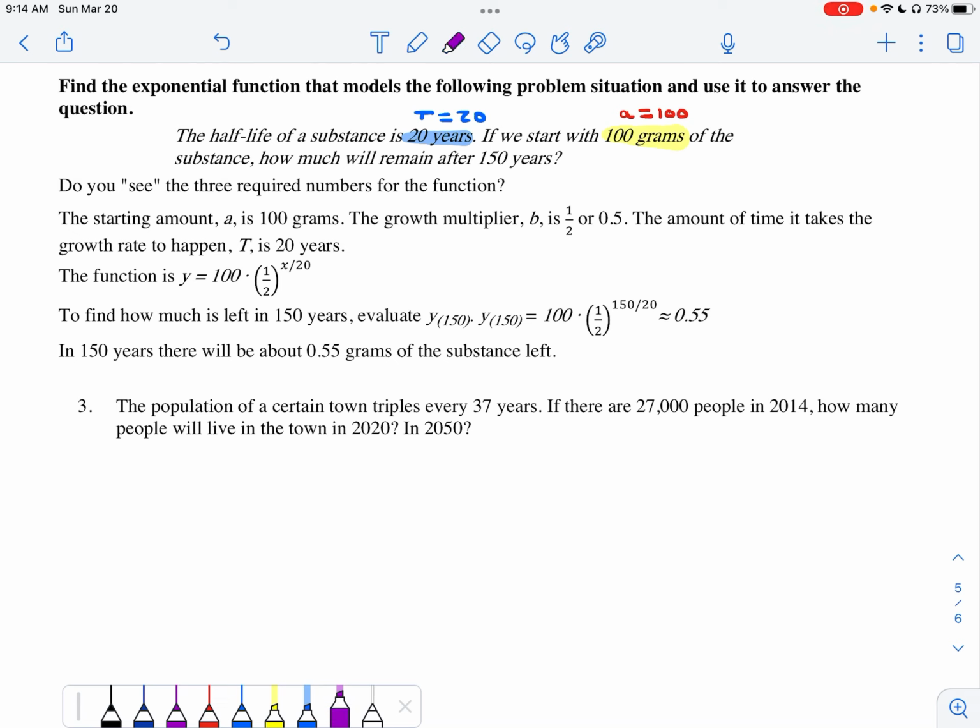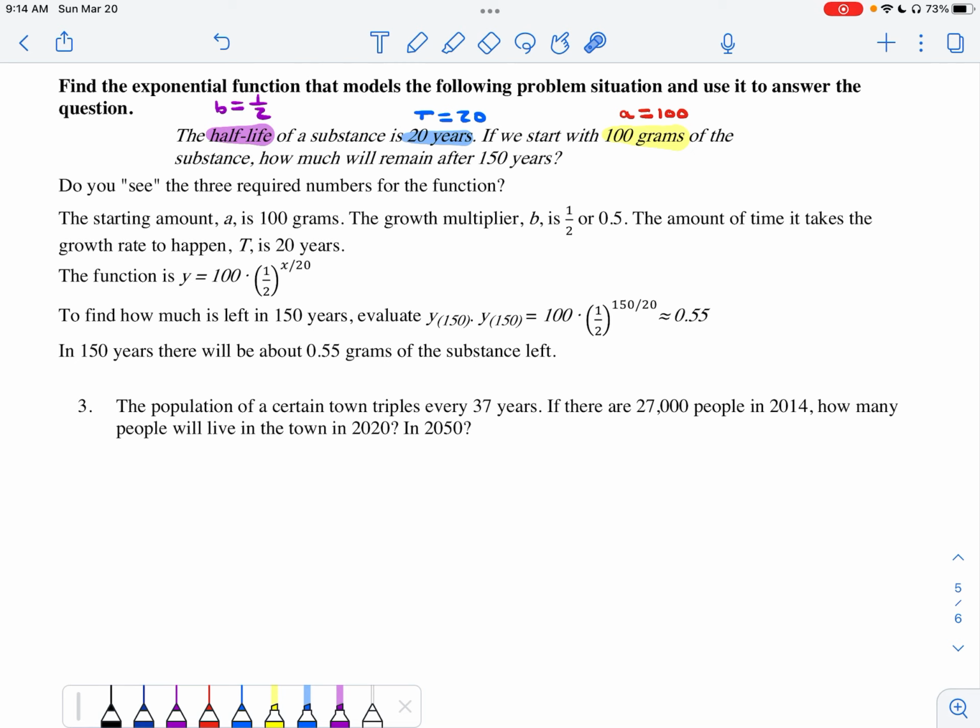And because we are looking at a half-life, that tells us that our base would be equal to 1/2. So you could put that together and build your equation here: 100 times 1/2 to the power of x over 20. From there, you could answer the question of how much will remain after 150 years by plugging 150 in for your x and solving for your y.